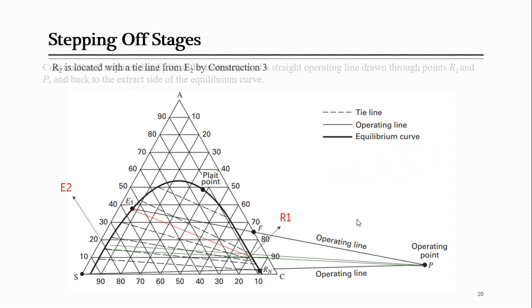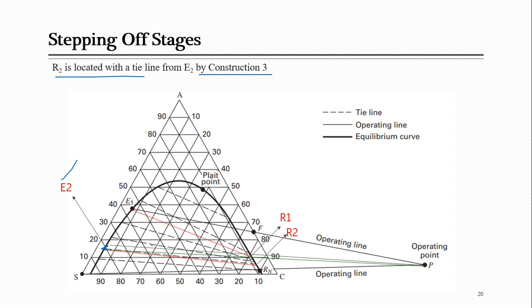So the next step is to look for R2. R2 can be located by using construction 3, because E2 and R2 will be in equilibrium with each other and they can be connected with the help of a tie line. So just look, is E2 located on any tie line? Yes, this is more or less very close to one of the tie lines. So from here, E2 is just starting, so you can draw a line towards the raffinate side. So I just draw this red color straight line which is starting from the extract end and intersecting on the raffinate end, and where it intersects, that point is called R2.